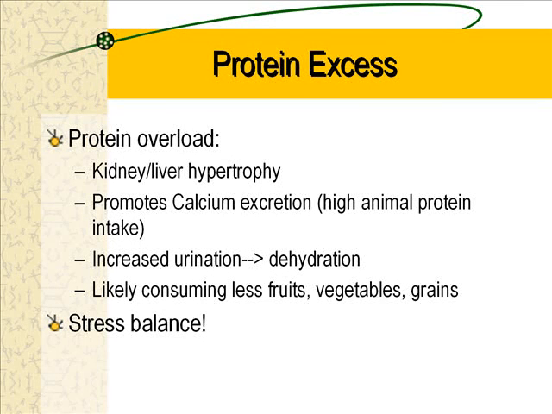Also, if someone's following a high protein diet, it's likely that they're consuming less fruits, vegetables, and grains, which are good carbohydrate sources. The danger with that is that there are certain nutrients exclusive to fruits and vegetables and grains that we can't get from those rich protein source types of foods. So it's important for people to stress balance, just look at the big picture of what their goals are.